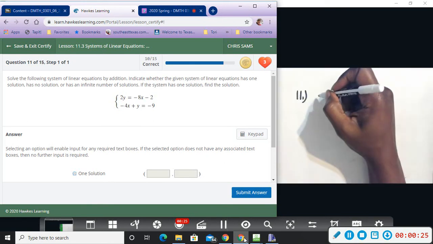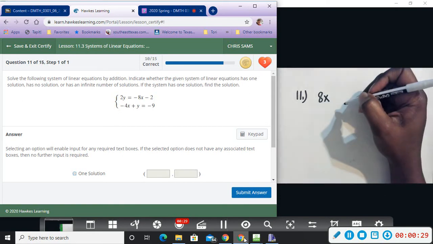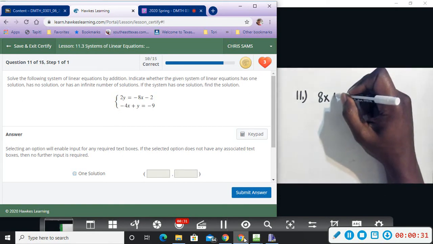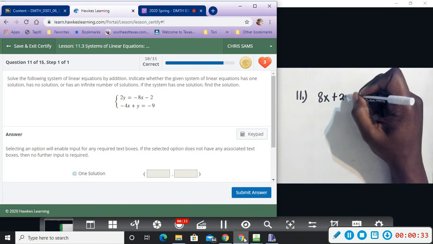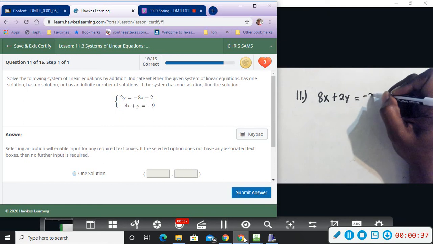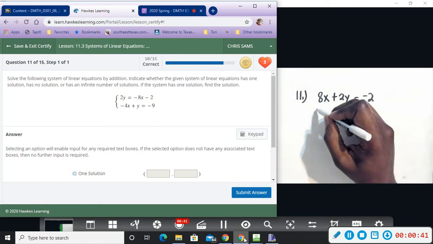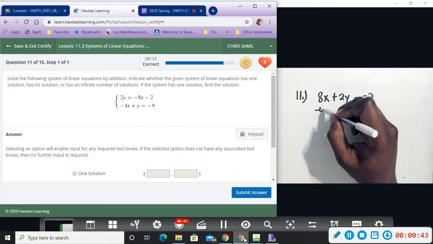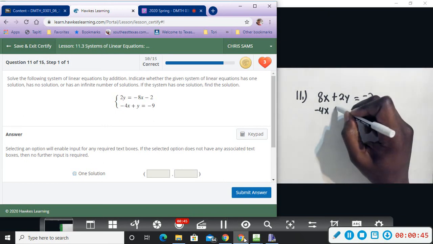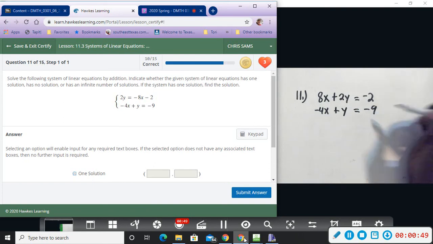So it will become a positive, and I'm going to go ahead and move that. So positive 8x, and then the 2y is positive, so plus 2y equals negative 2. Okay, so make sure everything is lined up. And then we have on the second equation negative 4x plus y equals negative 9.